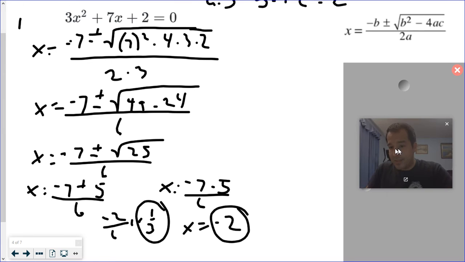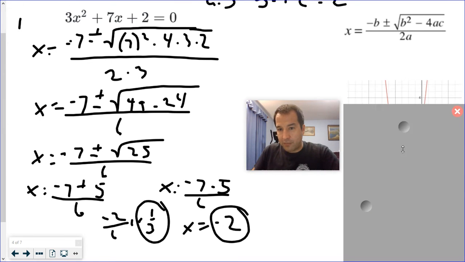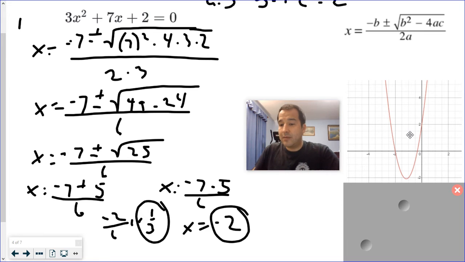Let's verify. Right here behind my wonderful picture are the roots, negative 1/3 and negative 2, and as you see, they are the roots. So there we go. We got it right. Okay, let's try another problem.